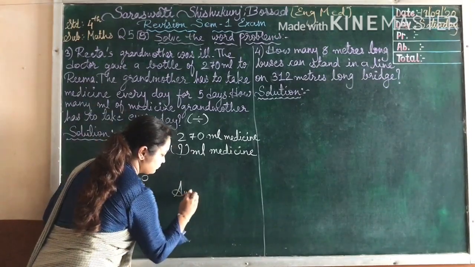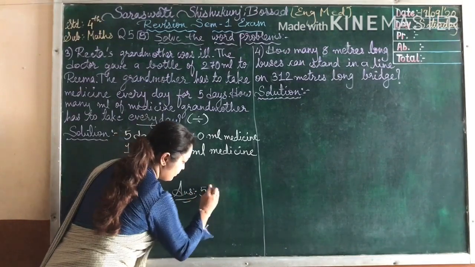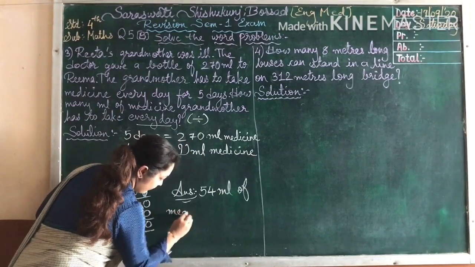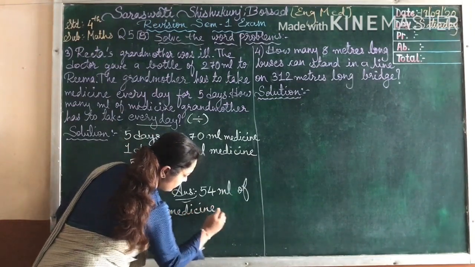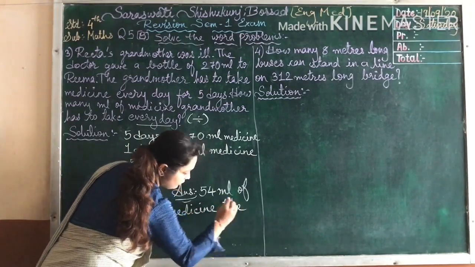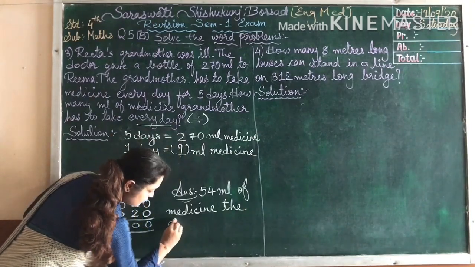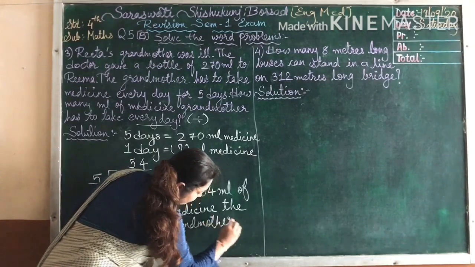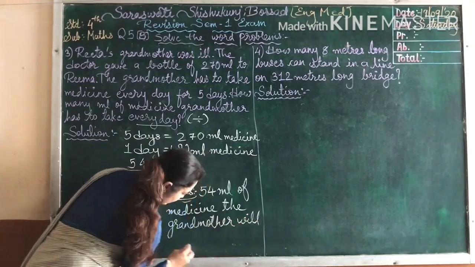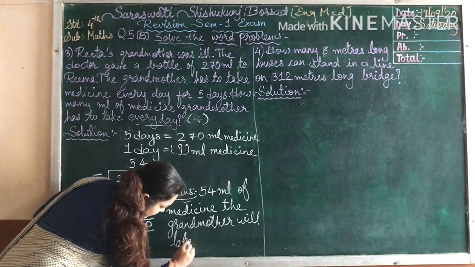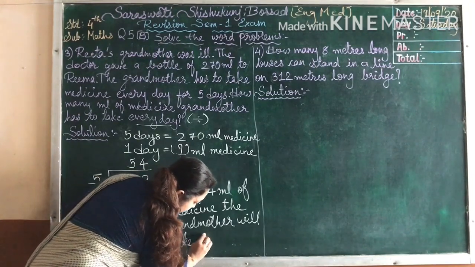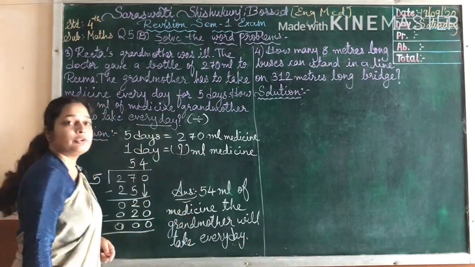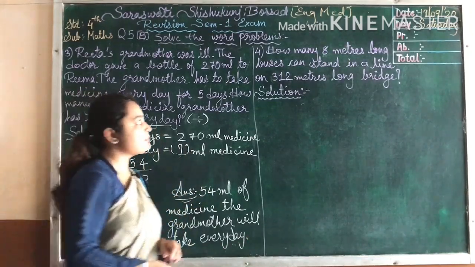Answer: 54 milliliter of medicine the grandmother will take every day. Okay, let's see fourth number sum.